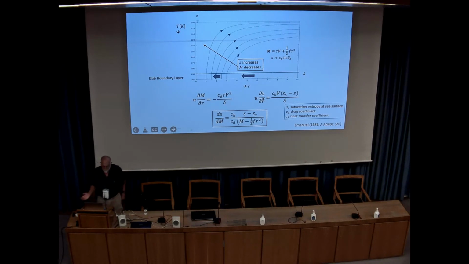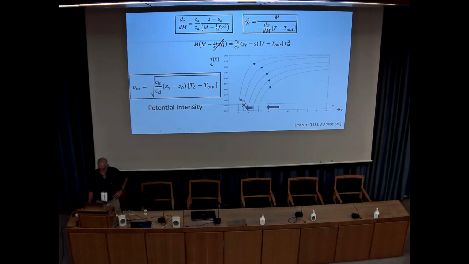And what you can do is combine these equations, and you can see now you no longer need to know U, because you can eliminate U from the two equations, and get an equation for this dSdM in terms of the drag coefficient CD, the heat transfer coefficient CK, and these quantities. The difference, the disequilibrium between the entropy in the boundary layer and the sea surface entropy, and the angular momentum minus 1/2 f r squared in the denominator.